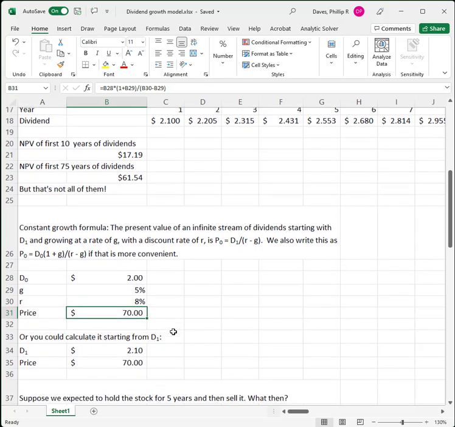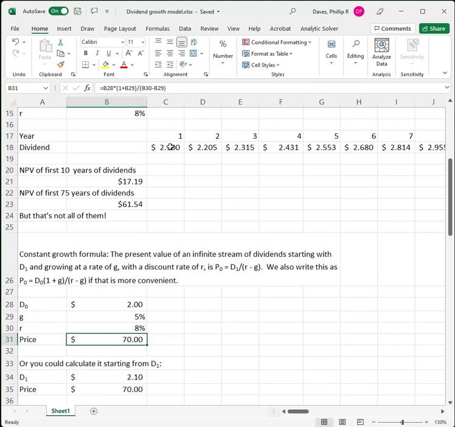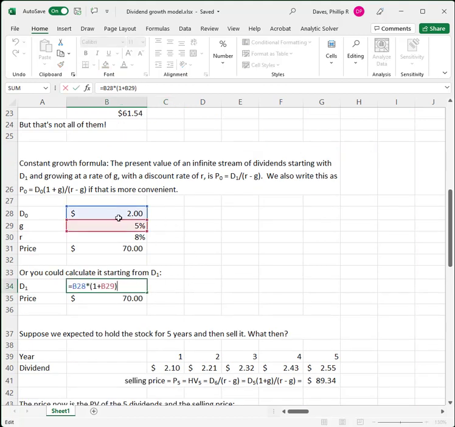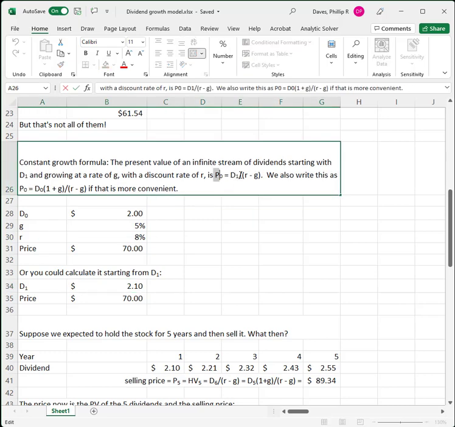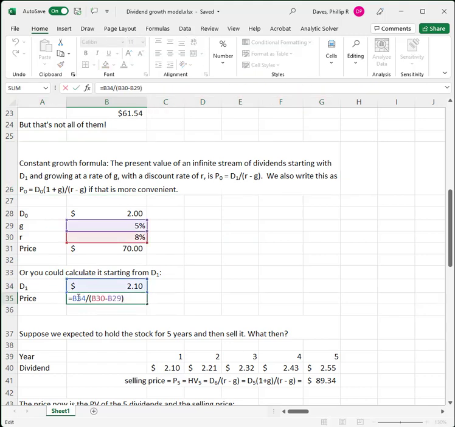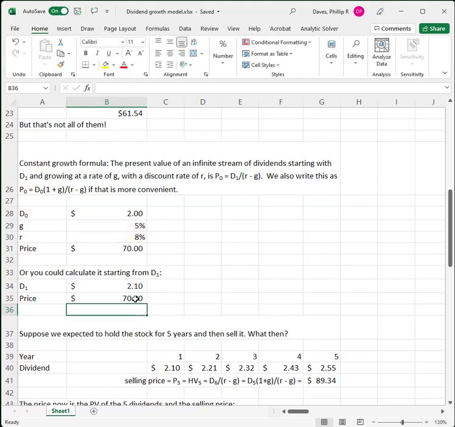We could also do this starting from D1. Our timeline starts at D1. This is D1 right over here. We could do it starting at D1, and notice that D1 is D0 times 1 plus G. And we could use the version of the formula that says that P0 is D1 over R minus G. And we're going to get the same thing. P0, the price now, is D1, which is $2.10, divided by R minus G. And that's also $70 because we're doing the same thing. So either way, you get the same answer.